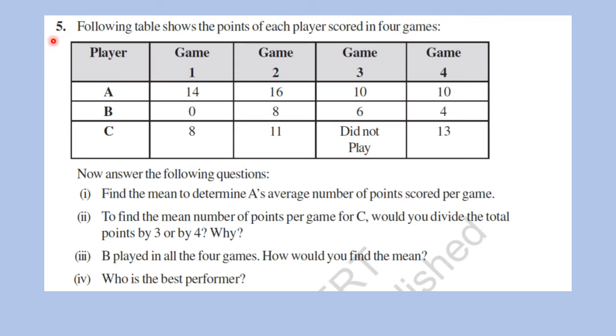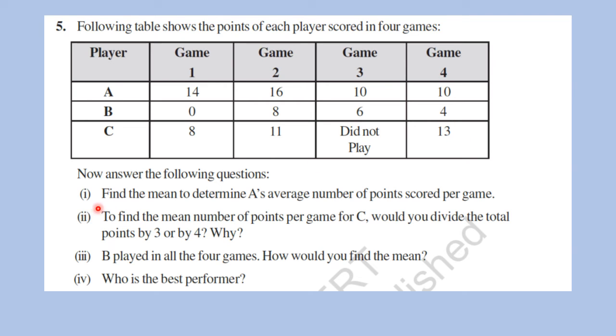Now let us go to the next problem. Problem number 5. The following table shows the points each player scored in 4 games. Game 1, Game 2, Game 3, Game 4. The players are A, B, C. Their scores: 14, 16, 10, 10. 0, 8, 6, 4. 8, 11, and C did not play the third game. 13 is his score in the fourth game.